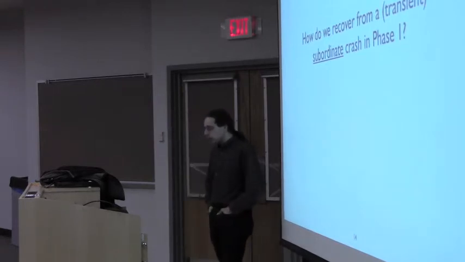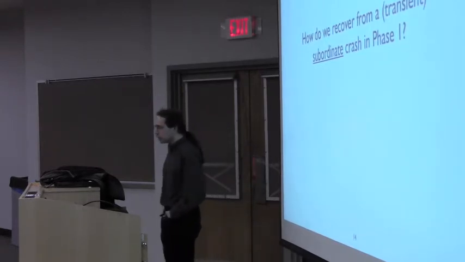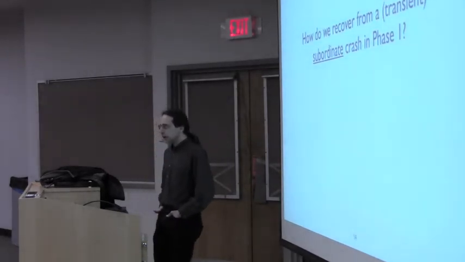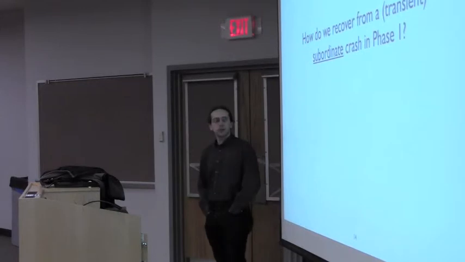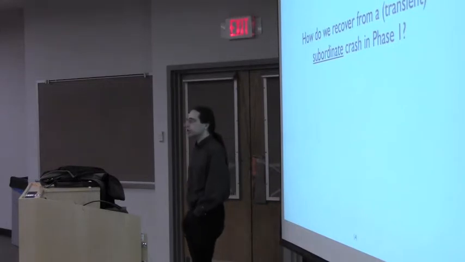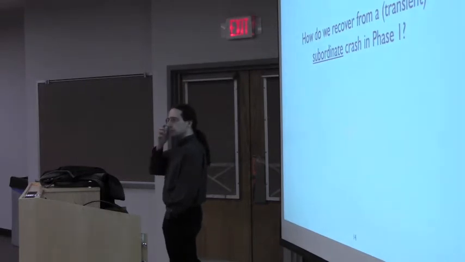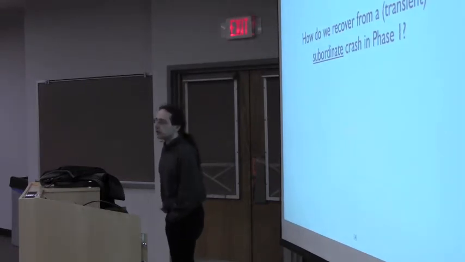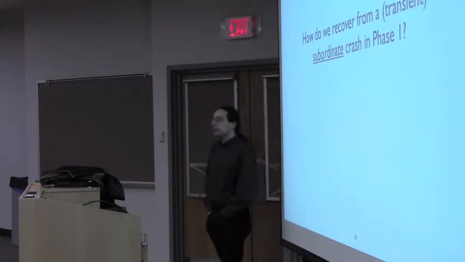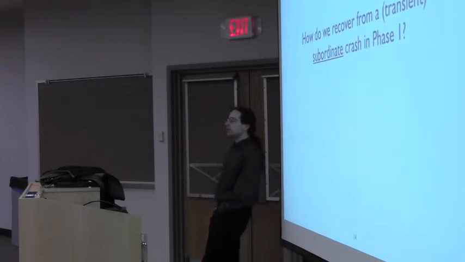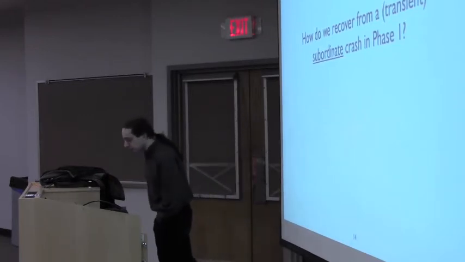Let's move on to the subordinates. So each subordinate could potentially crash in phase one. This is essentially identical to it being partitioned away. But what happens if a subordinate crashes in phase one? So what does a subordinate do in phase one? Okay, so it answers the prepare message. And what does it do before it answers the prepare message? What do we always do in Aries? Log. Log, yes. So everything gets logged.